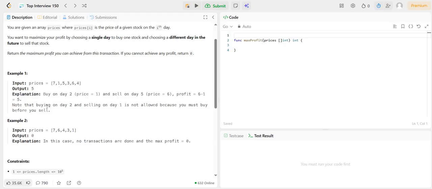Since I am buying at 1 rupee on the second day, can I sell it on the previous day? No. Why? Because on the previous day I didn't buy it, I was not having anything. They have mentioned that only: since you were not having anything on the previous day, you cannot sell on that day. You have to sell in the upcoming future days.